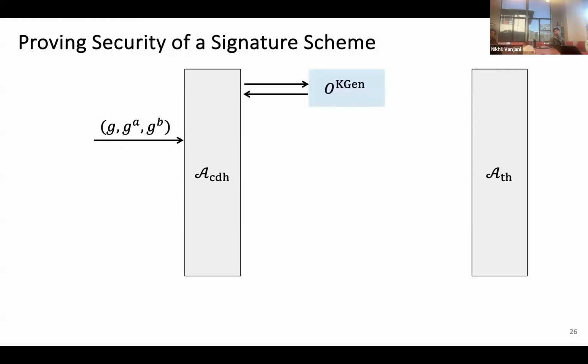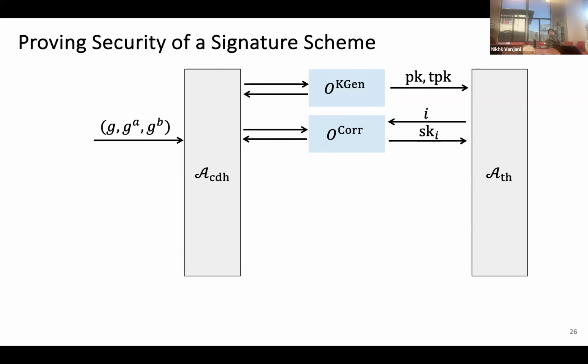And how does this typically work? Well, let's consider the threshold signature as an example. The CDH adversary needs to simulate a view of the threshold adversary. This view will consist of simulating the key generation step, where the adversary will expect to see public keys and threshold public keys of appropriate distribution. We also need to simulate the corruption oracle, where the adversary will try to corrupt a party and will see the secret key or the internal state of the party. We need to simulate that.